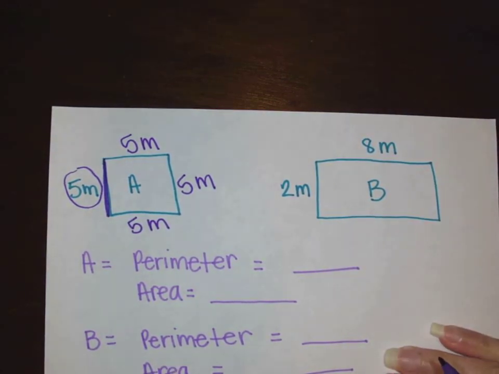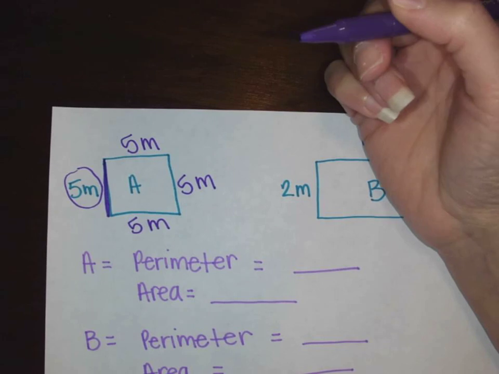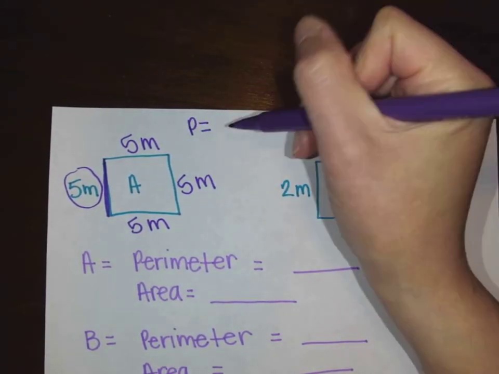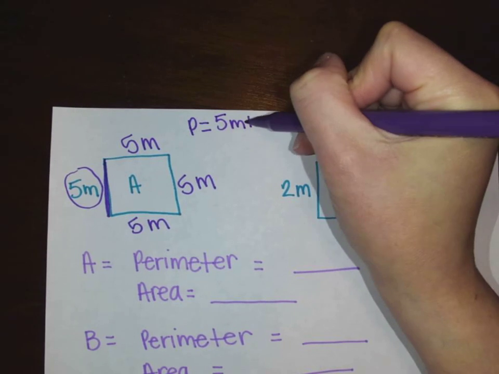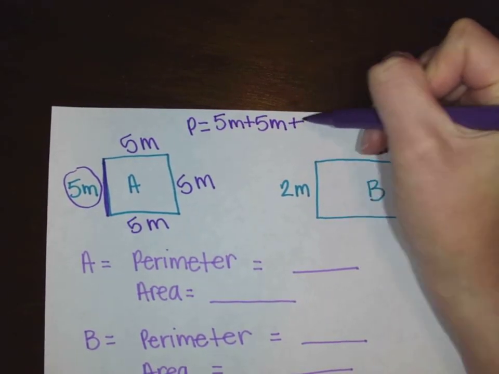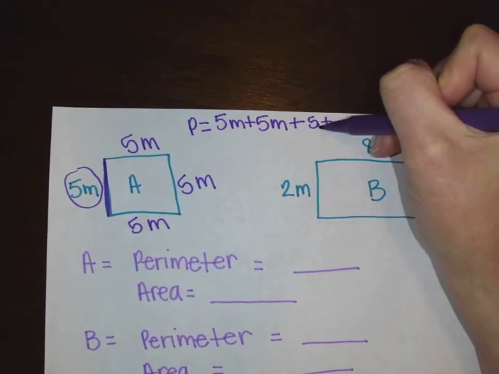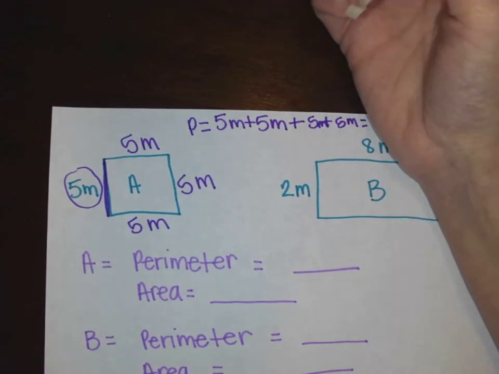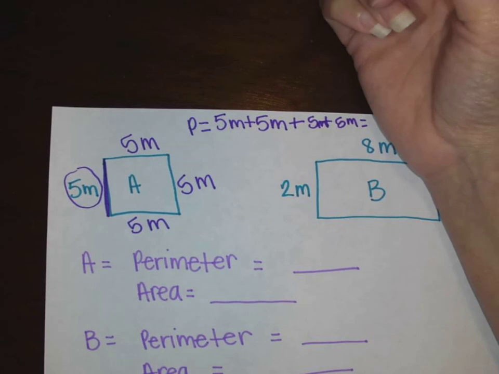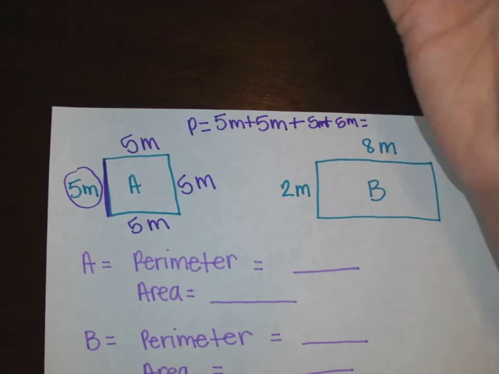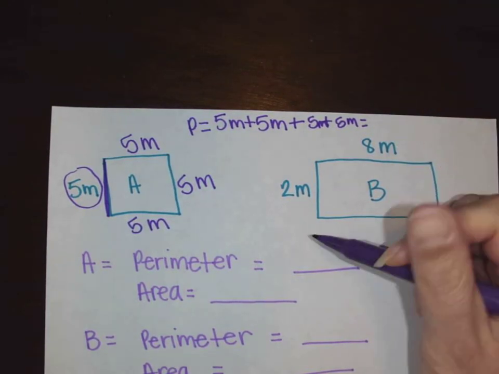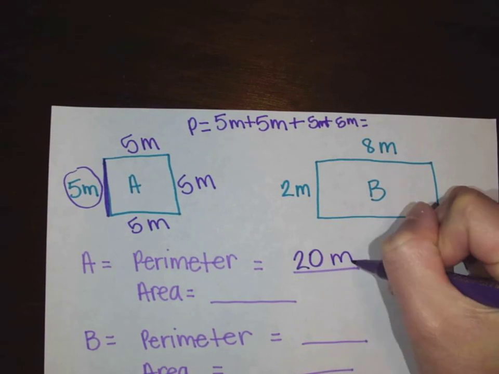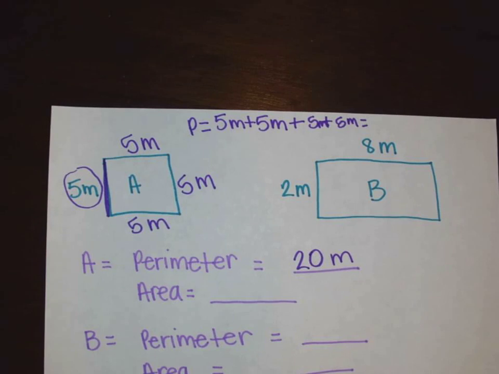Okay, so let's figure out the perimeter. I know perimeter, I add all the way around the figure. So 5 meters plus 5 plus 5 plus 5 meters. And I could even use multiplication. 5 times 4, because there are 4 sides of the figure, is 20. So the perimeter for rectangle A is 20 meters. We know the units, meters, okay?